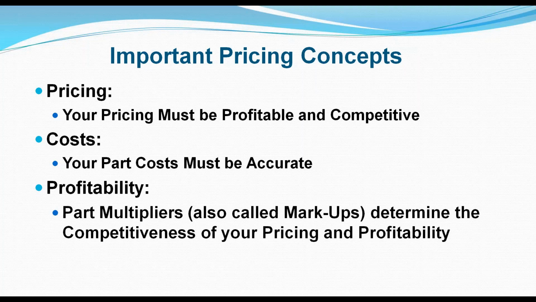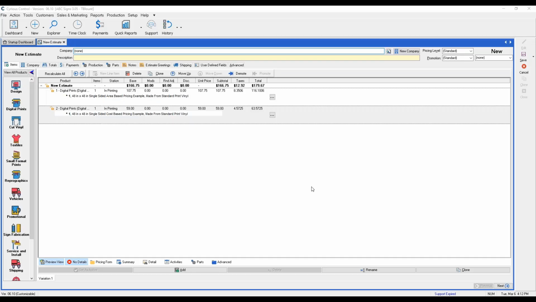And your multipliers or your markups, if using cost-based pricing, should be reviewed every once in a while to make sure that it is still competitive to your market, your individual market, and that you are being profitable in the long run. Let's take a look at two examples set up in the system, one for area-based pricing and one for cost-based pricing.